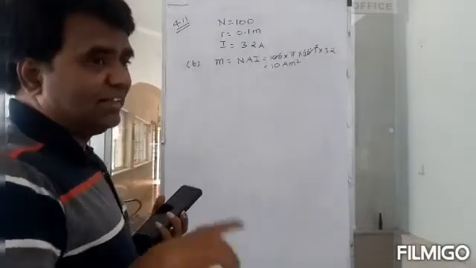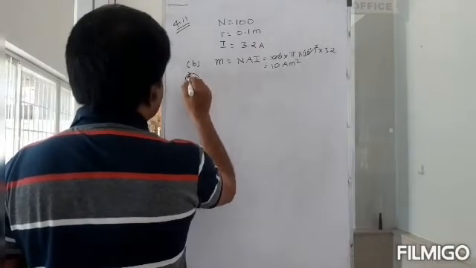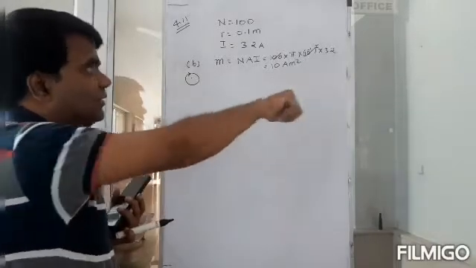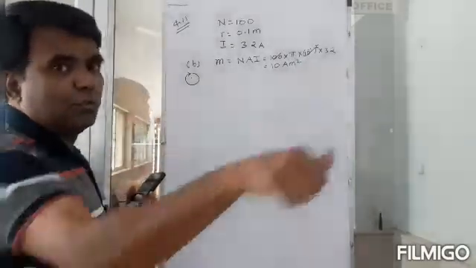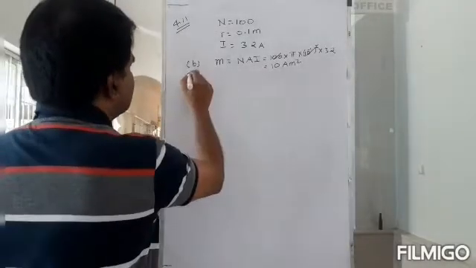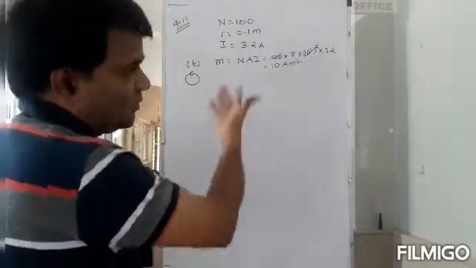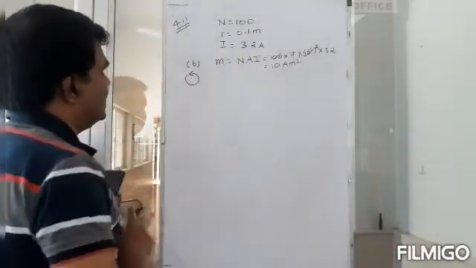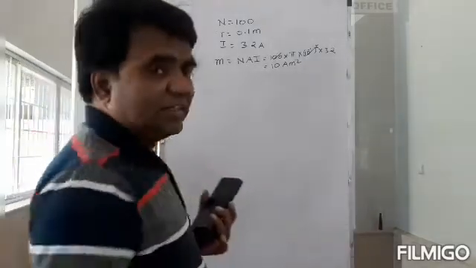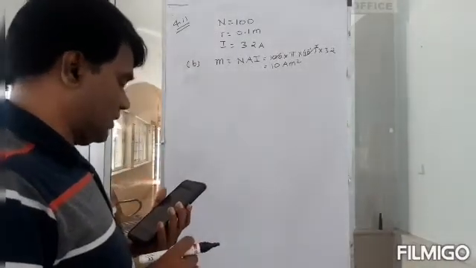Then you can also find the direction. Suppose current is flowing this way, like this, then the direction of M will be into the board. Suppose the current is flowing in the other direction, then M direction will be out of the board. That is not given, so you don't have to worry about the M direction. They have not told you in which direction the current is flowing in the coil. So this is how you do the second part.